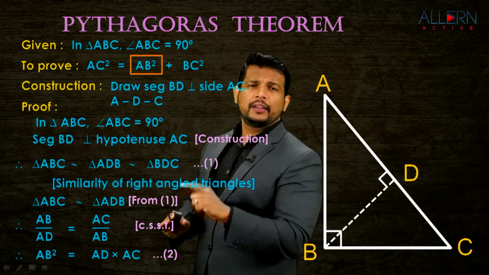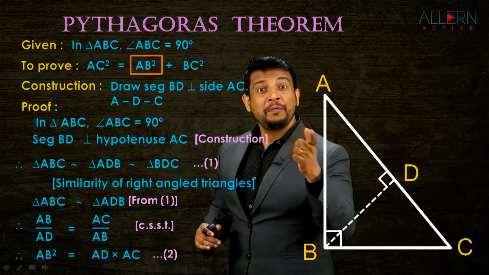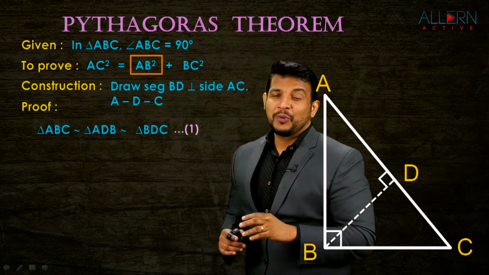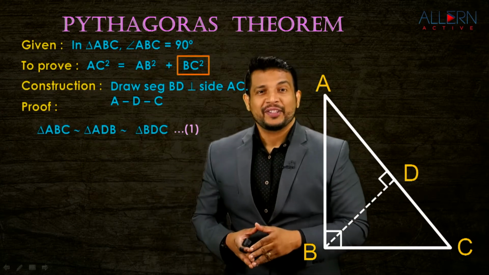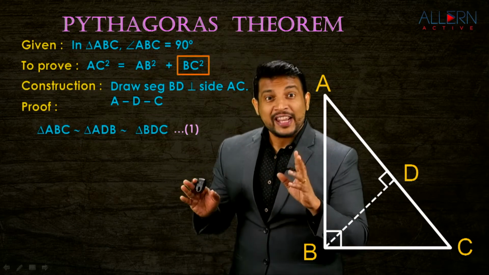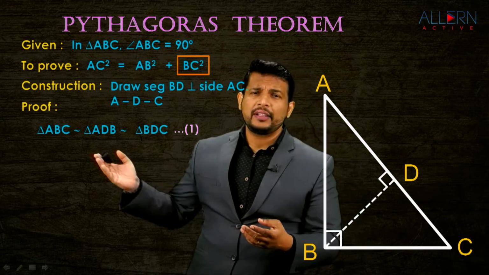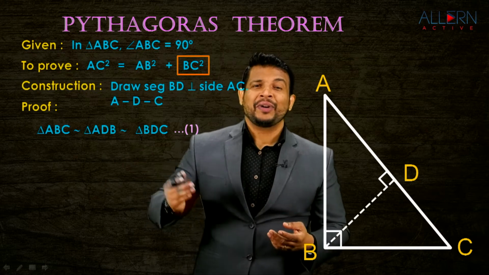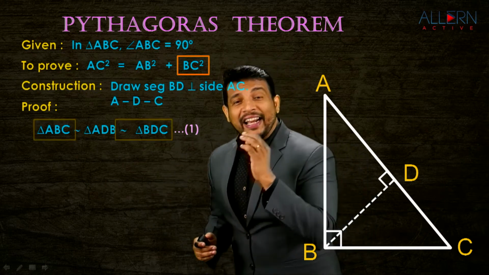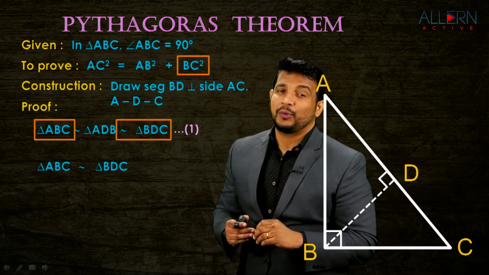Did we get that? Yes. What is the next? Now we want BC square. And I know you're smart enough to tell me how we will get BC square. We need to identify two triangles which contain BC. The first one and the third one. So we pick those two and write: triangle ABC is similar to triangle BDC.